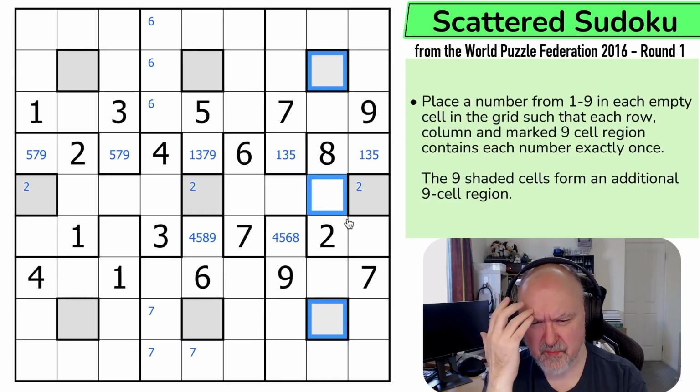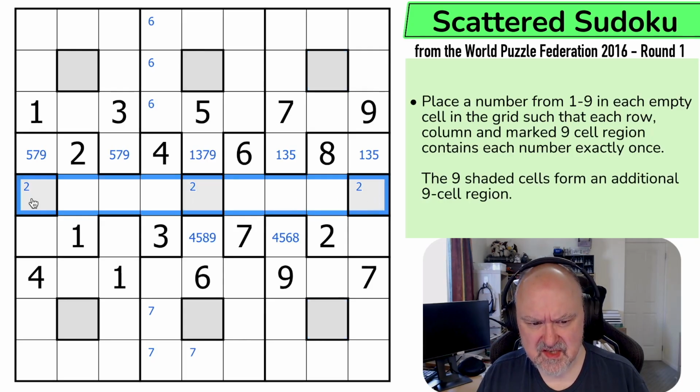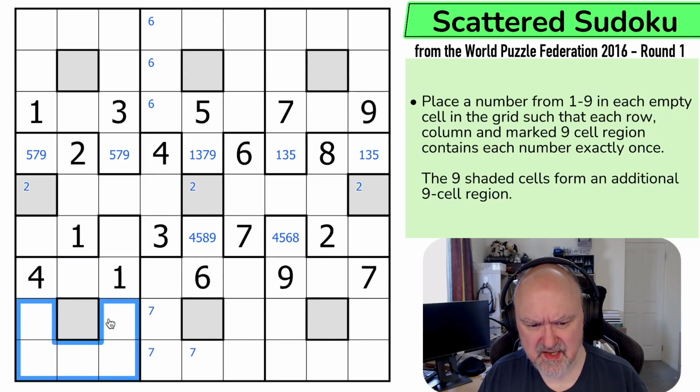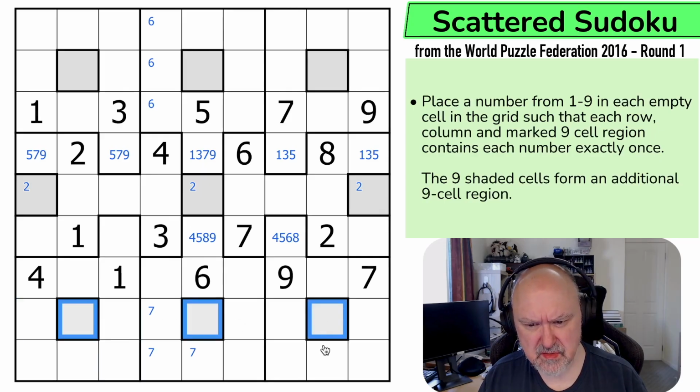What digit do I have the most of? It seems to be 7s. Seven in this row. It could be in one of those. 7 in this box is down here. Right, 7 in this box is down here, which is giving me an X-wing on 7s, meaning I can't put 7 into any of those.